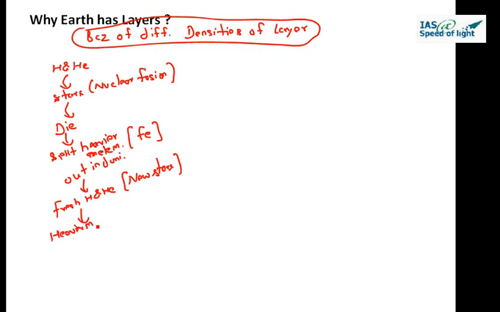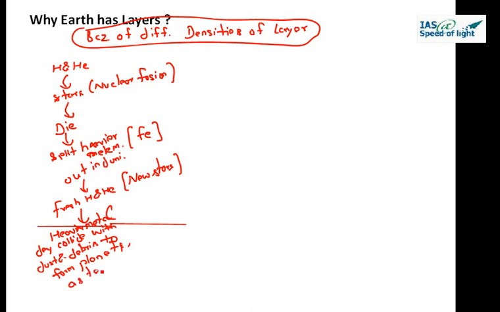heavier metals collide with dust and debris to form planets, and different other things like asteroids, meteoroids, everything. Now we know that as we go near the sun, we have more temperature.